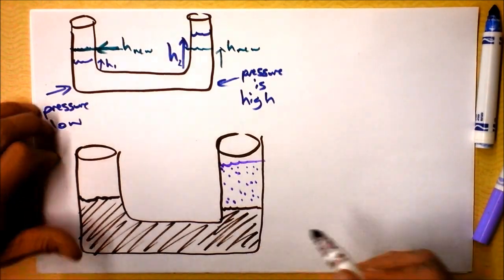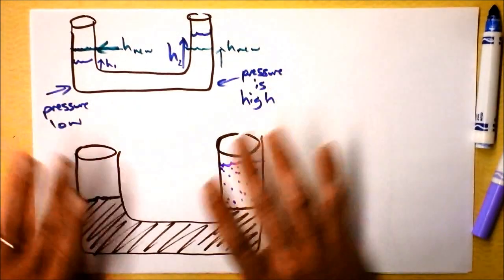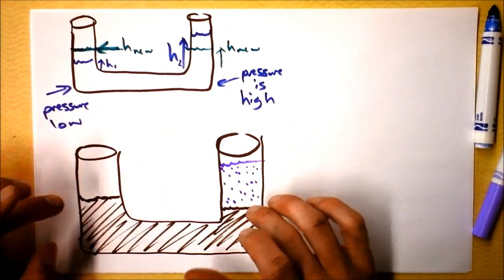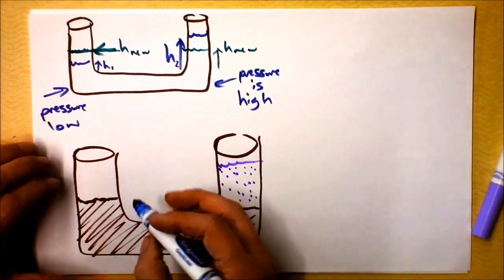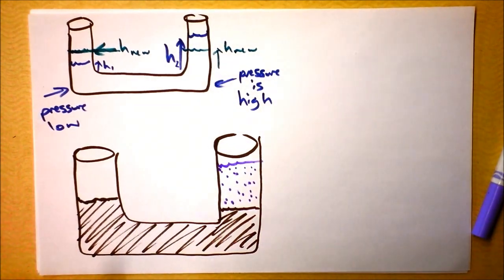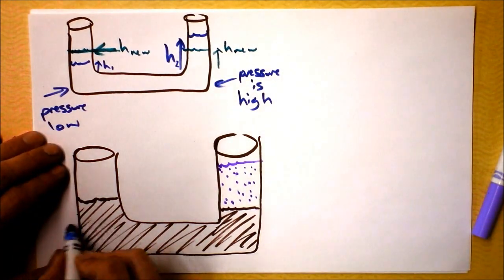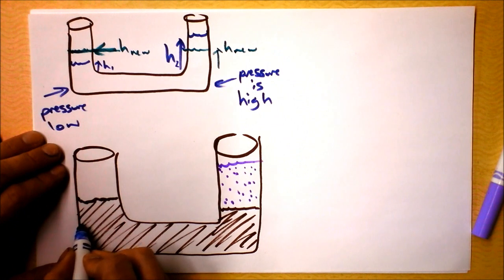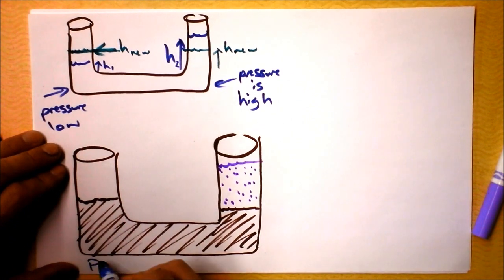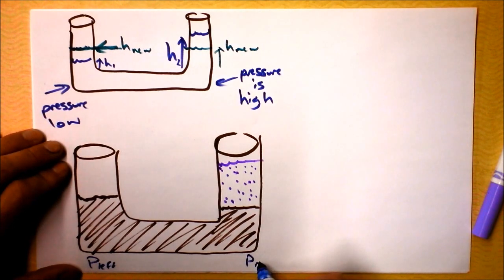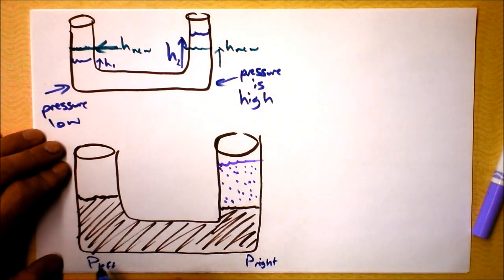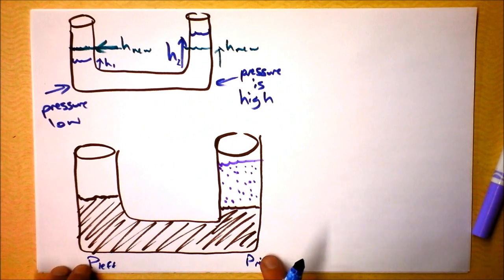Their densities are different, and notice that I'm going to assume that this has come to equilibrium. Notice that the height is not equal. Here's what I want you to notice. I'm arguing that the pressure here, pressure left, is the same as the pressure at the right. Would you agree that these two are equal if it's in equilibrium?